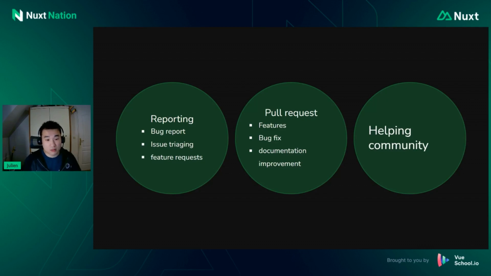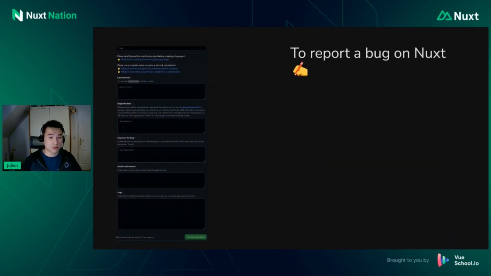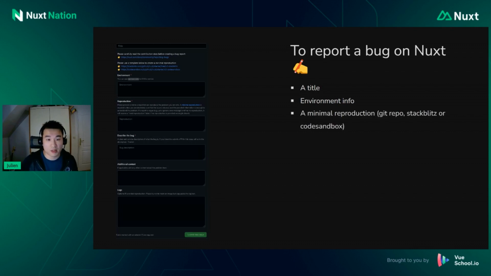Let's start with bug reporting. Creating a bug report is helpful for the community. It allows everyone to be aware that there is a bug and maintainers to know that something needs to be fixed. When creating a bug report on Nuxt, a few things are mandatory. Let's start with the title, which needs to be precise and clear because it's the first thing maintainers see. Then your environment, because the bug can depend on your runtime environment, your modules, or even your configuration. Then a minimal reproduction so maintainers can quickly see what is wrong, and the description of the bug.